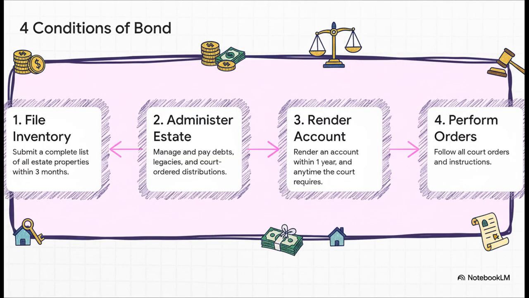So you might be wondering, what exactly is this bond guaranteeing? It's not just some vague promise to do a good job. Nope, it's a rock-solid commitment to 4 very specific duties. First, they have to inventory everything in the estate within 3 months. Second, they have to actually manage the estate, pay off debts, give out inheritances. Third, they need to provide a complete accounting of where all the money went. And last but not least, they have to follow any and all lawful orders from the court.